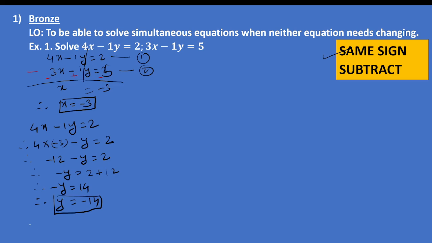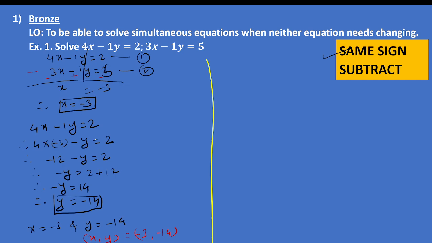So our answer is coming out to be what? X equals minus 3 and y equals minus 14. This final line is one way of writing the final statement. Otherwise we could use another notation as well, like x comma y equals minus 3 comma minus 14. So this is another type. Okay, so after this I would like to show you how we verify whether the answer we got is right or wrong.